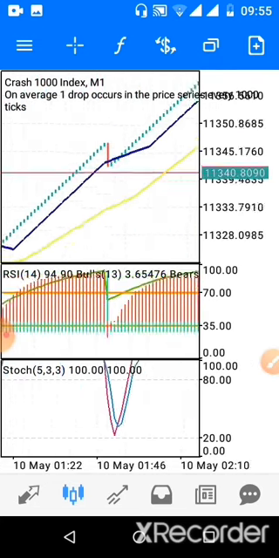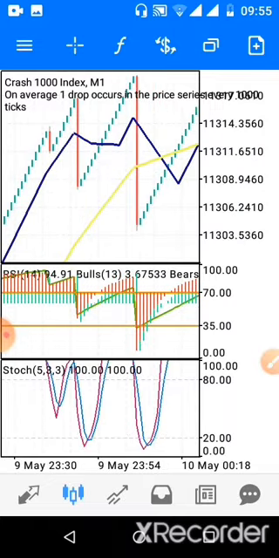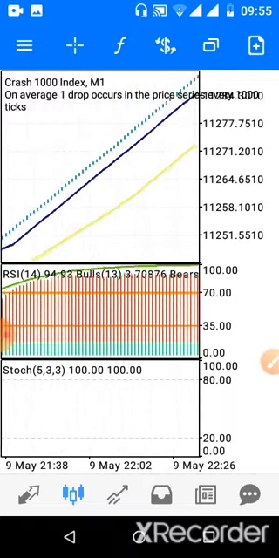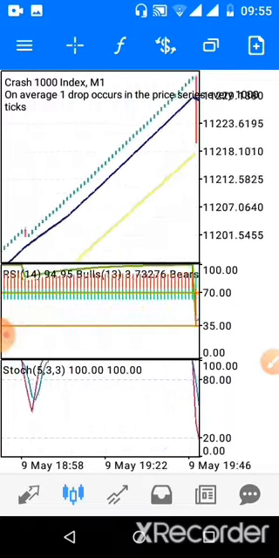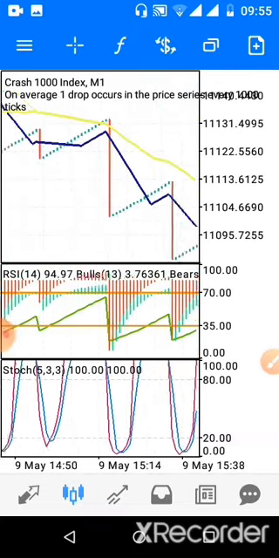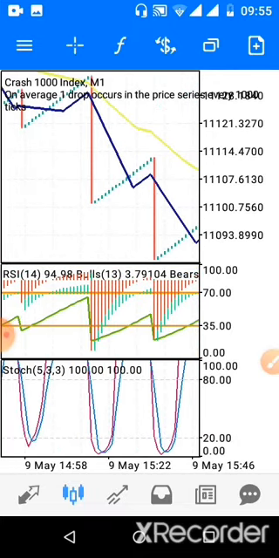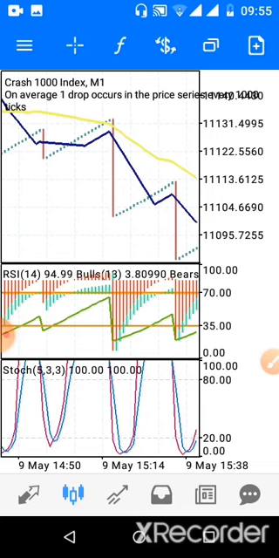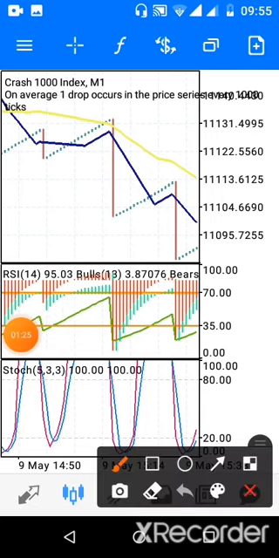So we want our yellow line to be above our blue line and want the market to be in a downtrend. So right there it was in an uptrend. The market was in an uptrend, yes. So right here the market was in a downtrend. So we check for the trend on the 4-hour and 1 hour before we trade on the 1 minute and 5 minute. Now look at this.